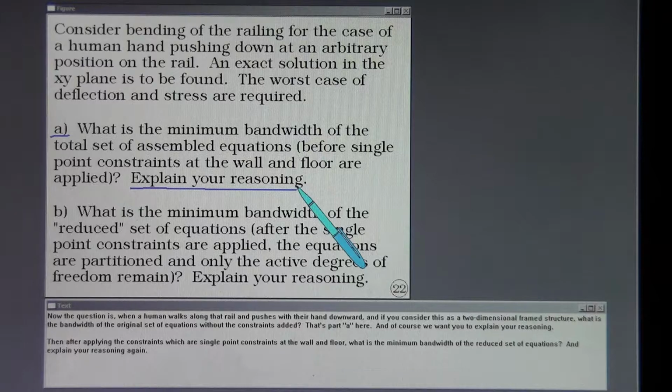Then, after applying the constraints, which are single point constraints at the wall and floor, what is the minimum bandwidth of the reduced set of equations? And explain your reasoning again.